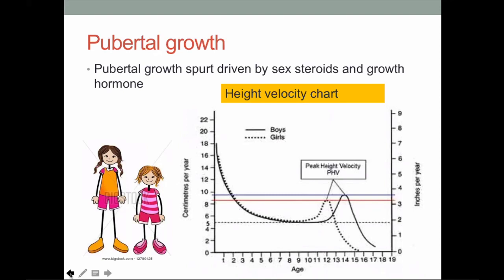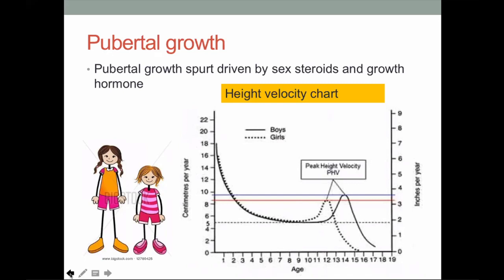The second highest rate of growth occurs during puberty. So puberty leads to an increase in bone mass and length, as well as lean muscle mass. So in boys, especially testosterone increases their muscularity, and in girls it leads to adipose tissue deposition as well. And so you see gender differences starting to develop during puberty, with differences in their body composition as well.